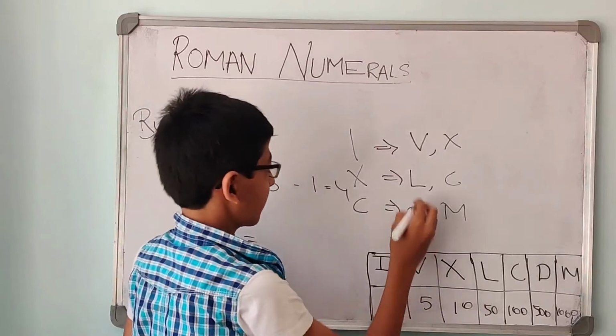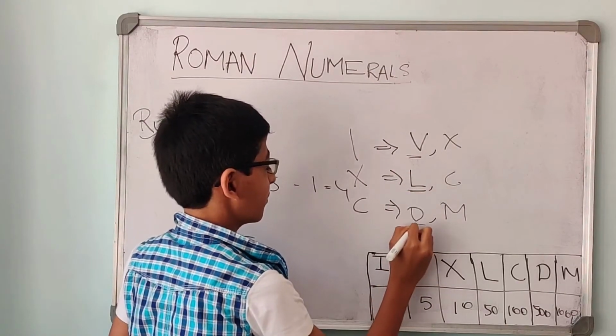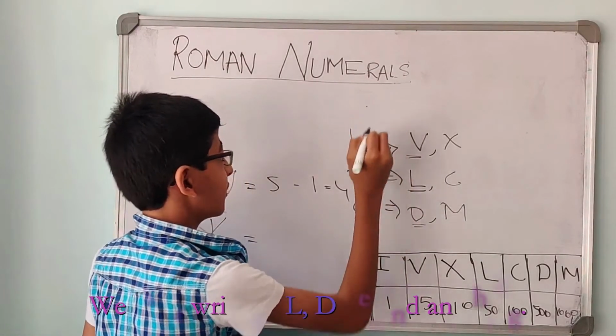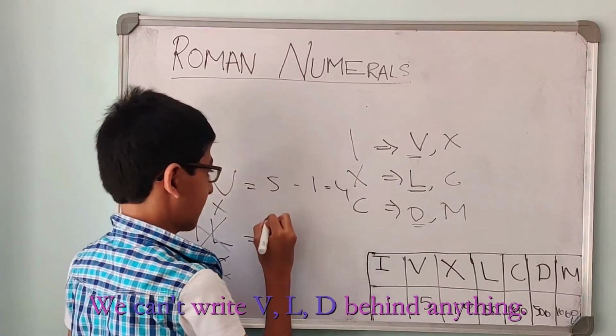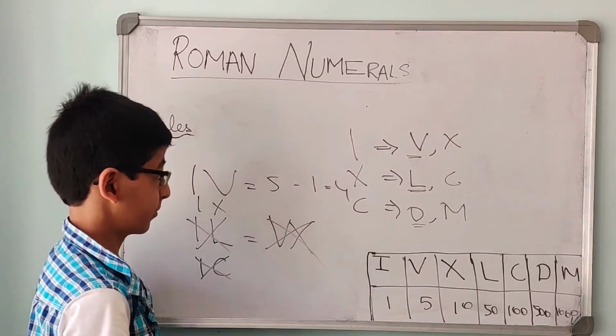Now you might be wondering, what can we write V behind? What can we write L behind? And what can we write D behind? So we can't write V, L, D behind anything. So VX, nothing like this is allowed.